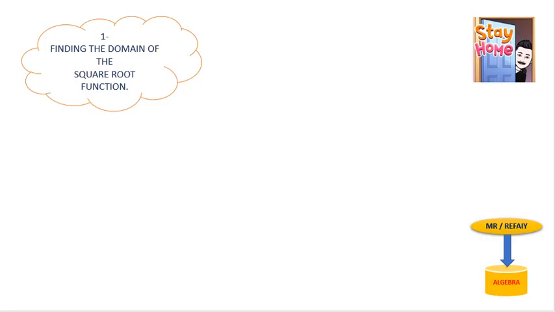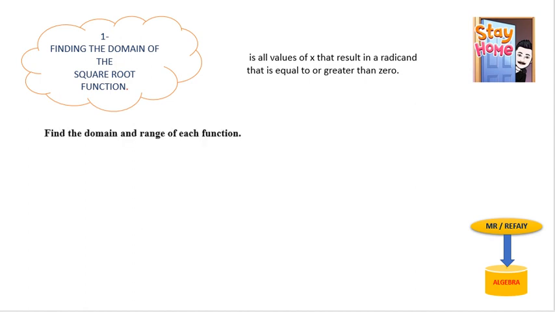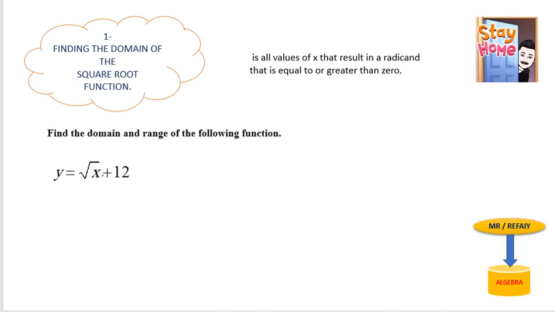First, finding the domain of the square root function. What does it mean, domain? The domain means all of the values of x that make the radicand equal to or greater than 0. Find the domain and the range of each function.